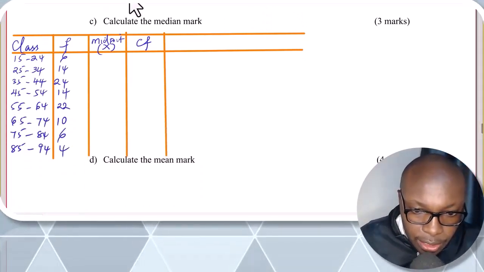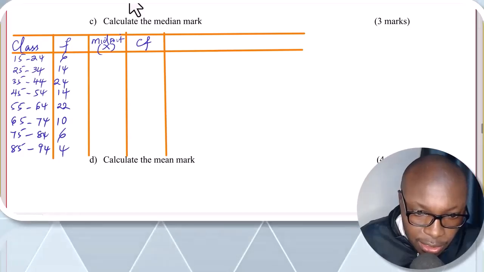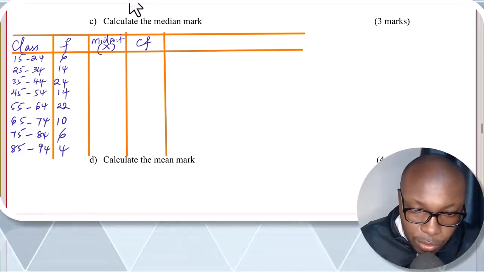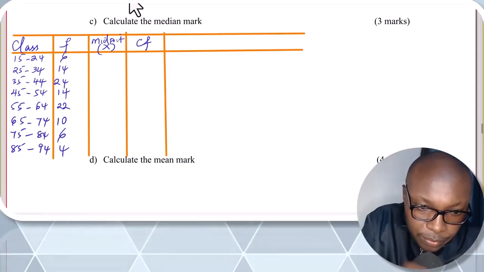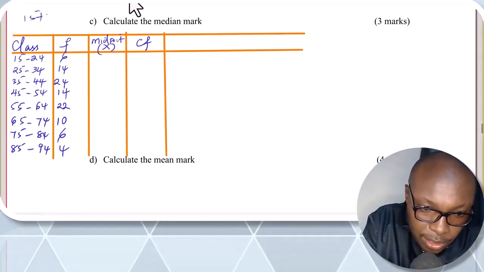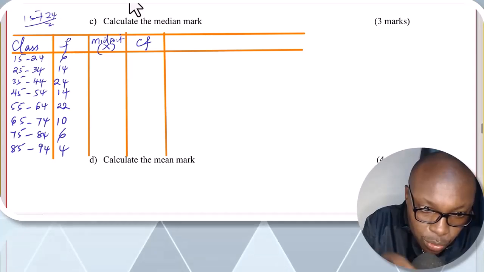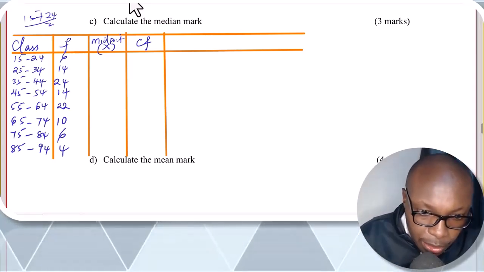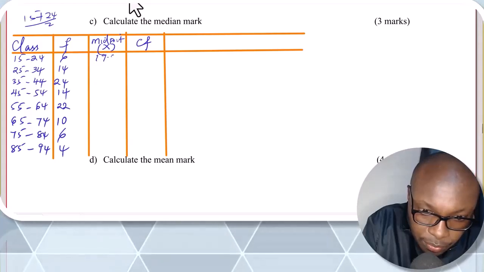So the midpoint, let us get the midpoint of all these classes. Like the first one, the class is 15 to 24. So how do you get the midpoint? You simply take 15 plus 24 divided by 2. So this will give 39 divided by 2. That will give 19.5.